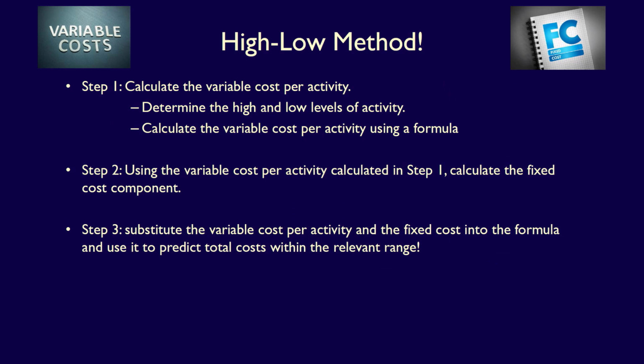Let's quickly walk through the steps for the high-low method. Step 1. Calculate the variable cost per activity. Determine the high and low levels of activity and use the related high and low costs. Calculate the variable cost per activity using a formula. Step 2. Using the variable cost per activity calculated in Step 1, calculate the fixed cost component. Step 3. Substitute the variable cost per activity and the fixed cost into the formula and use it to predict total costs within the relevant range. That's it for the high-low method.